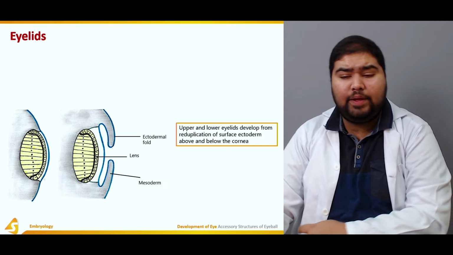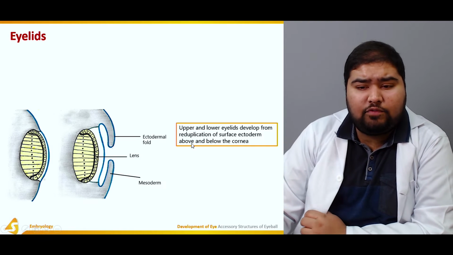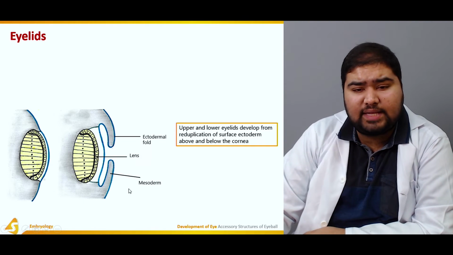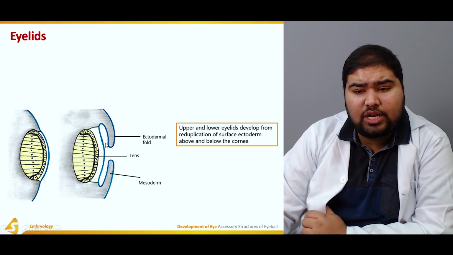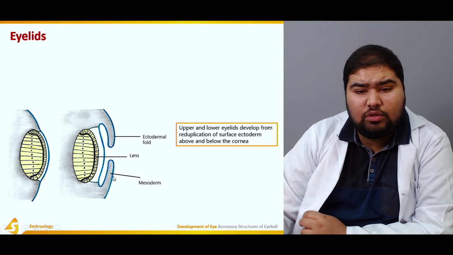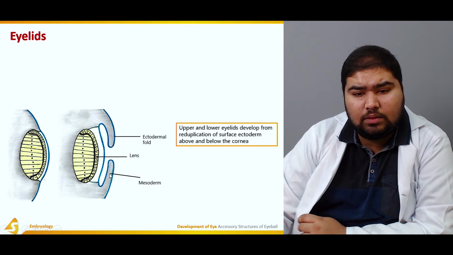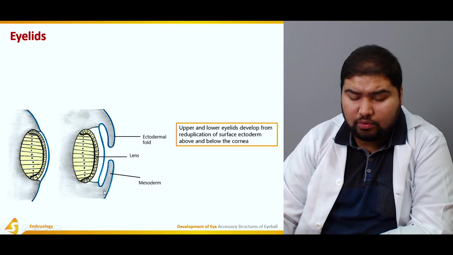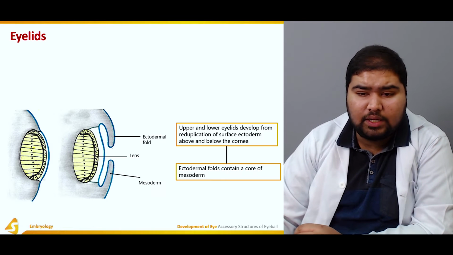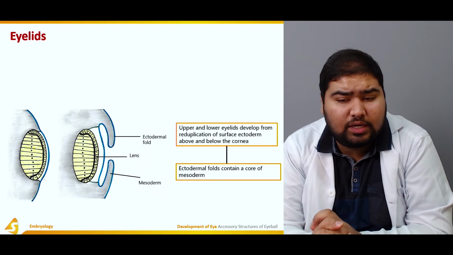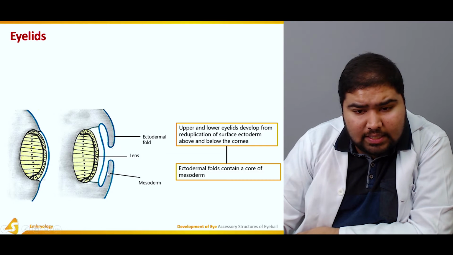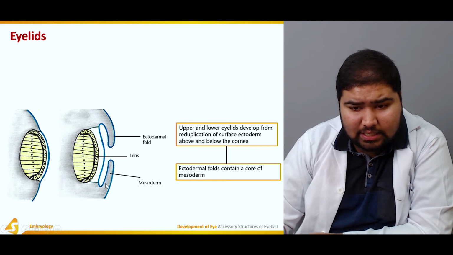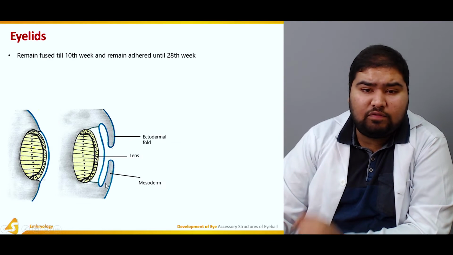So the upper and the lower eyelids develop from reduplication of the surface ectoderm. So this is the ectodermal fold. It reduplicates above and below the cornea. So this is how the upper and lower eyelids are formed. The ectodermal fold contains a core of mesoderm. Here you can see this is the core of mesoderm being contained within the ectodermal fold.